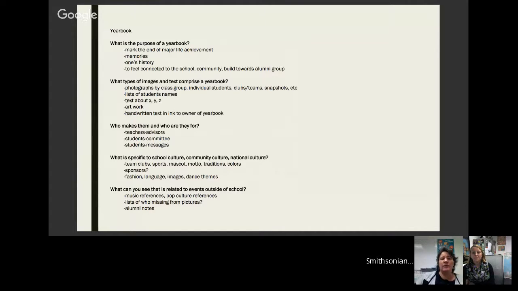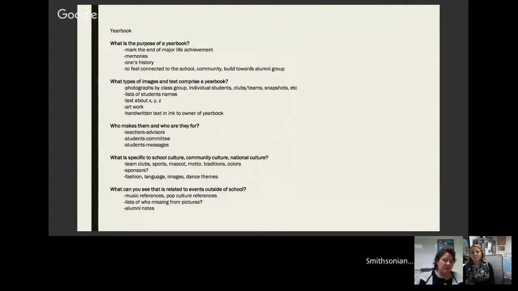And then again, the other part of what can you see that's related to outside events, music references, pop culture references, lists of who's missing from the pictures, students who've died over the course of the year, or in other eras who went off to war. Sometimes schools list alumni. I've seen that, especially in college ones will list alumni, and then successes, who has made it, and who do we aspire to be from our school.